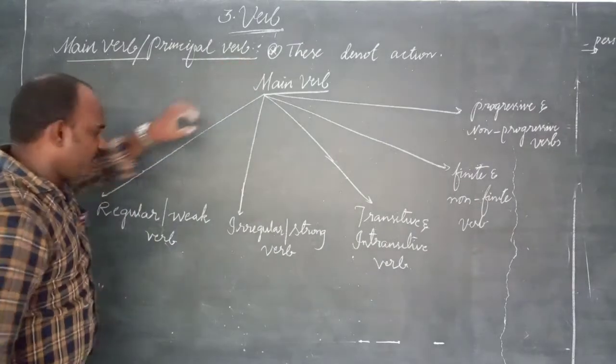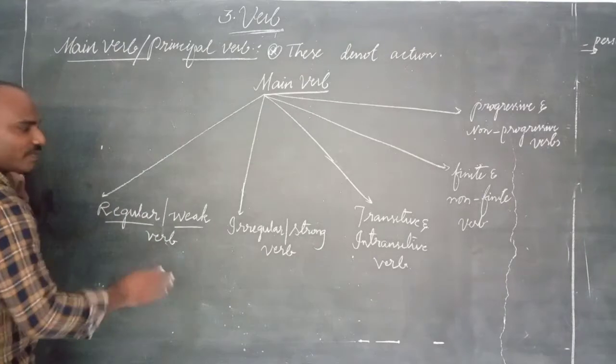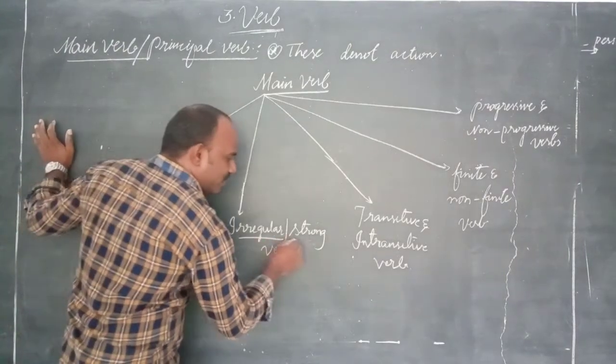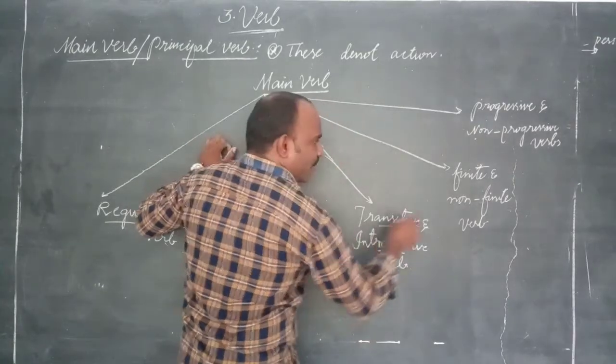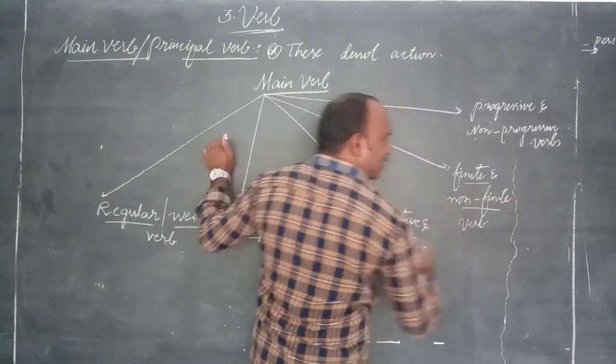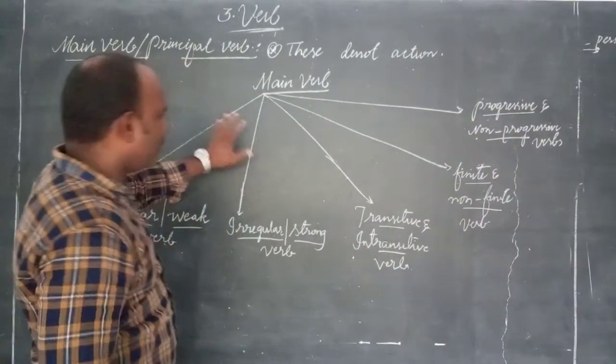Main verb can be classified as regular or weak, both the same. Second category, irregular or strong, both the same here. Transitive and intransitive, finite, non-finite, progressive and non-progressive verbs. You should know all these.